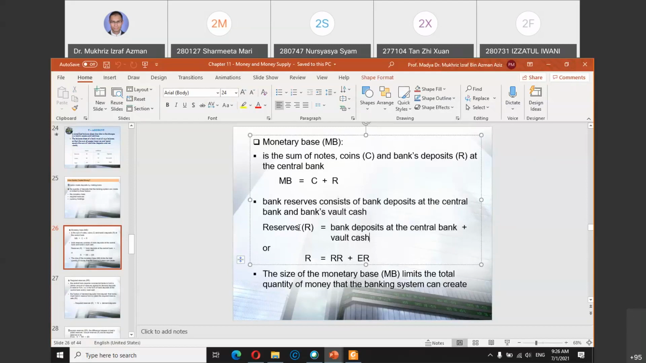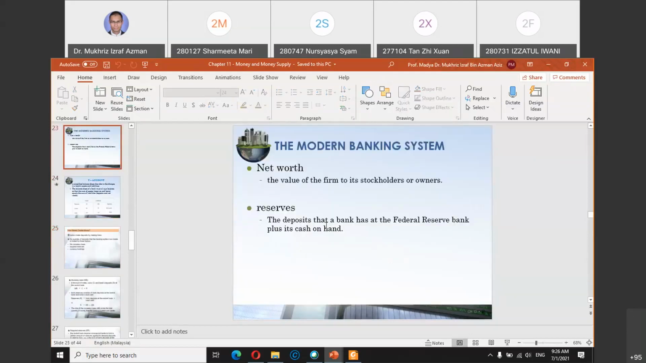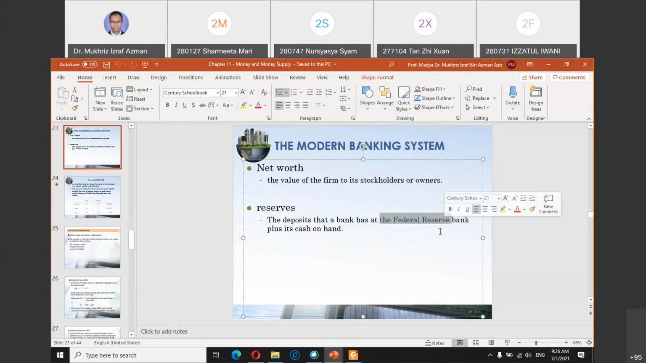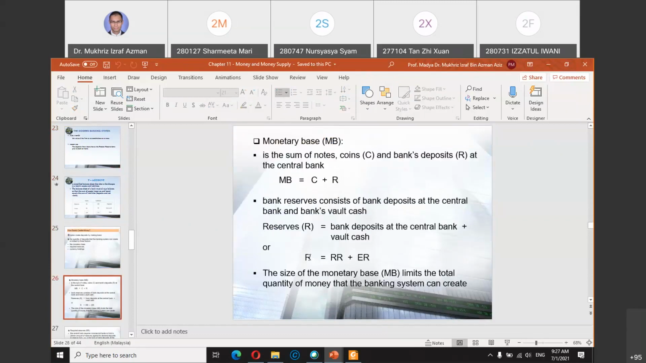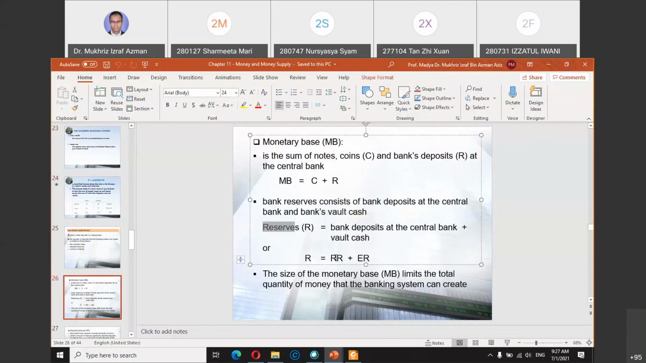So banks keep their money at the central bank just now. You recall, reserve money that the bank needs to put in the Federal Reserve, or central bank. Federal Reserve is the term for the US, but for Malaysia, we call it the Central Bank, Bank Negara Malaysia, BNM. So deposit reserves are money that every bank needs to keep in the central bank, plus cash on hand, which means the money that the bank puts in the vault, in the peti besi, in the bank itself. So that is what reserve means: money in the central bank plus money in the vault.